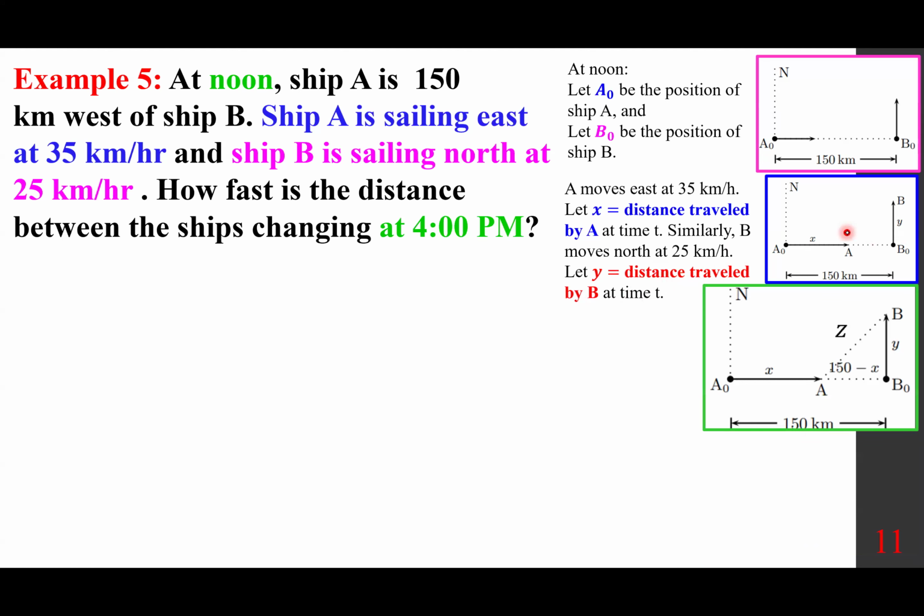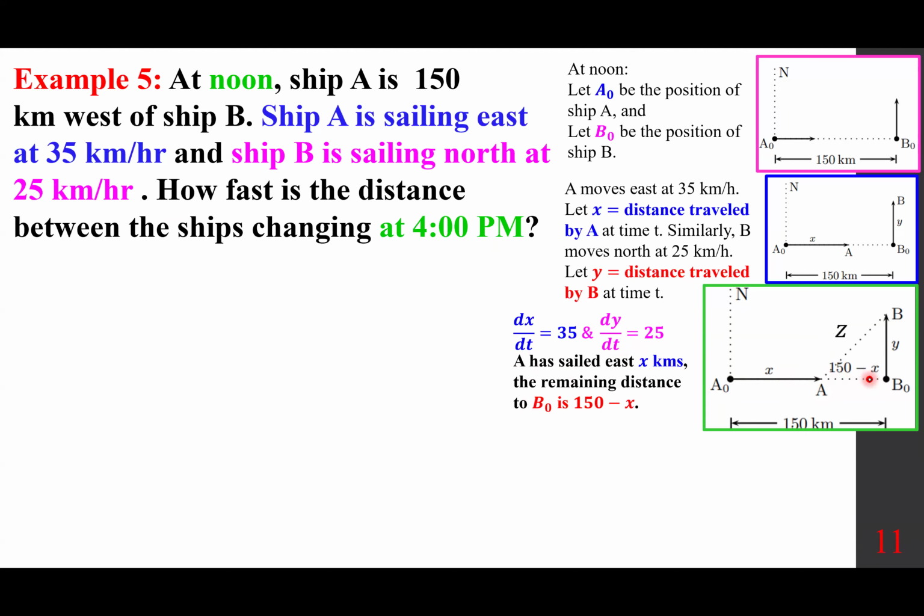When that happens, it covers x amount. The total is 150, so what is left is 150 minus x. This is x, this is y, this is 150 minus x. We don't know this distance AB, we call it z. So we are going to say dx/dt is 35 kilometers per hour, dy/dt is 25 kilometers per hour. A has sailed east x kilometers. The remaining distance to B sub 0 must be 150 minus x.